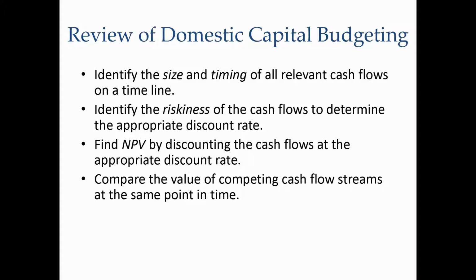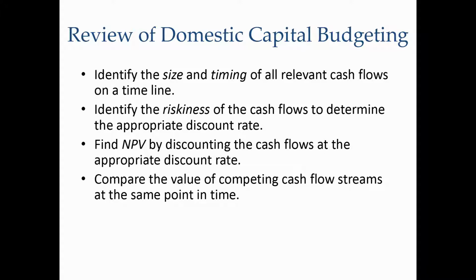All right, so previously we learned domestic capital budgeting. We learned how to find the cash flows and identify the size and the timing of those cash flows. And we also need to find the proper discount rate, which is associated with the riskiness of the cash flows. For riskier projects, the investors would require a higher return, so that makes the firm pay more dividends and more interest to the investors.